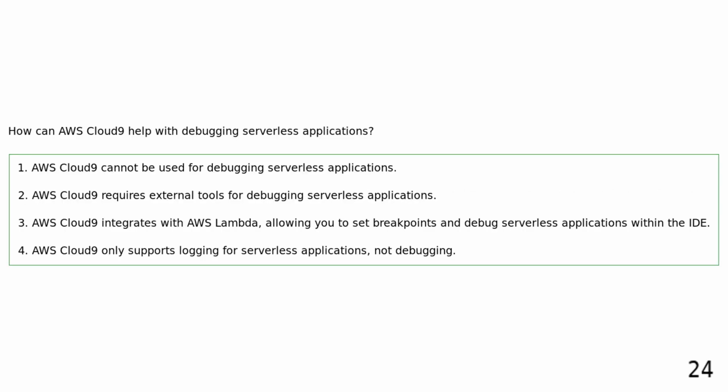How can AWS Cloud9 help with debugging serverless applications? AWS Cloud9 cannot be used for debugging serverless applications. AWS Cloud9 requires external tools for debugging serverless applications. AWS Cloud9 integrates with AWS Lambda, allowing you to set breakpoints and debug serverless applications within the IDE. AWS Cloud9 only supports logging for serverless applications, not debugging.